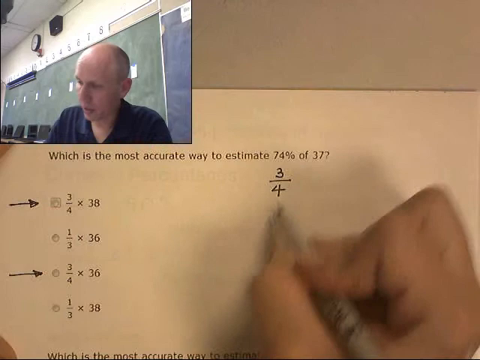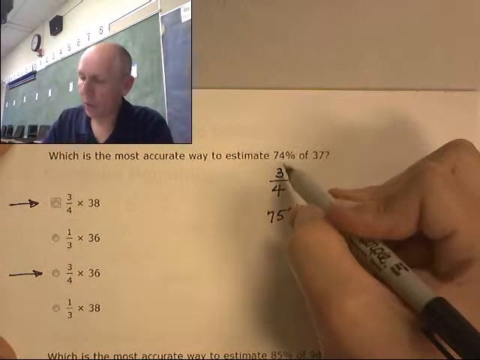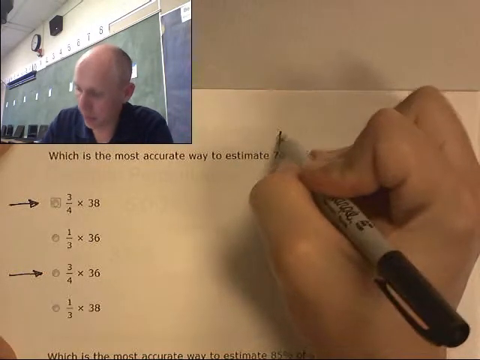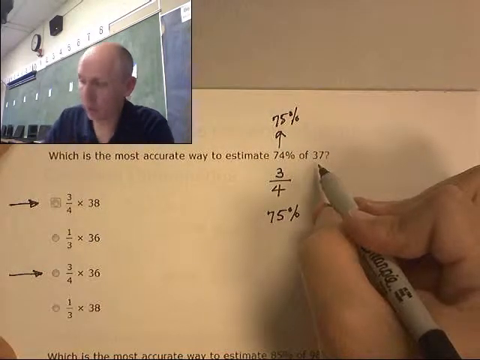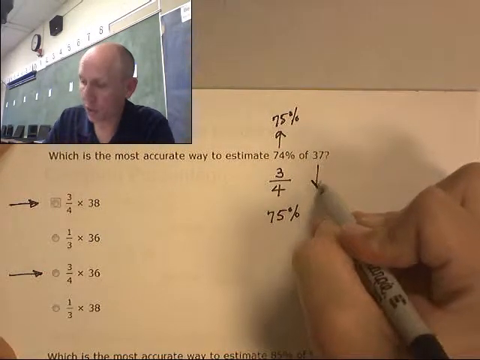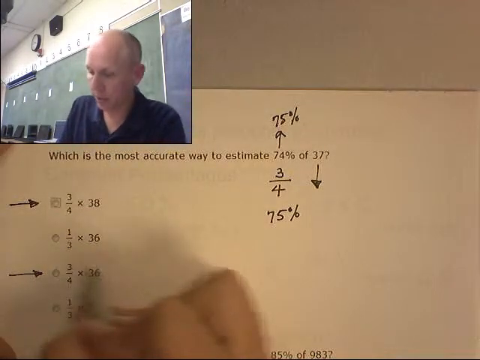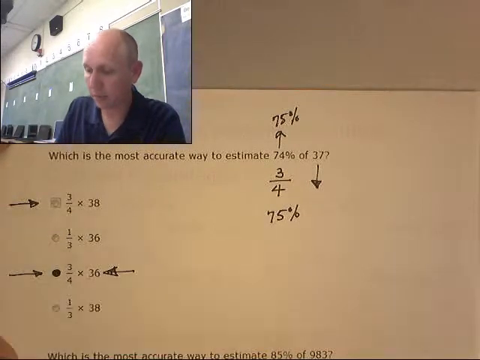Well, what did I do here? I rounded 74 up to 75, right? Up to 75. So what should I do with my 37? I should push him down. So let's find one where the 37 got pushed down. There it is. It got pushed down to 36.